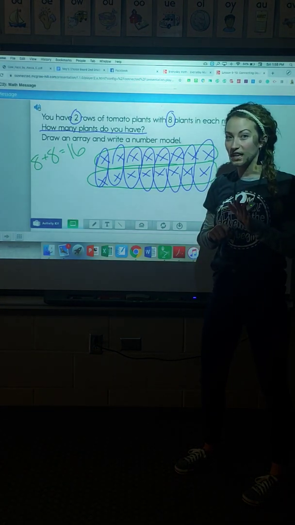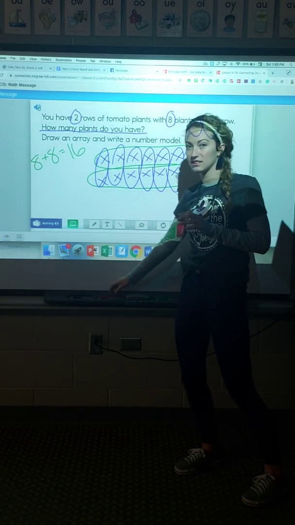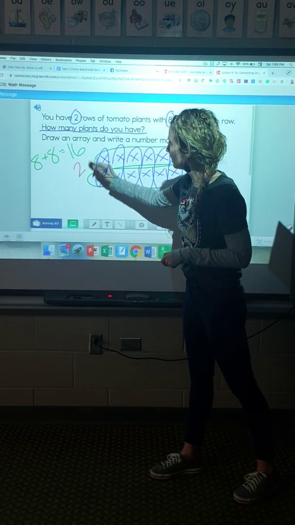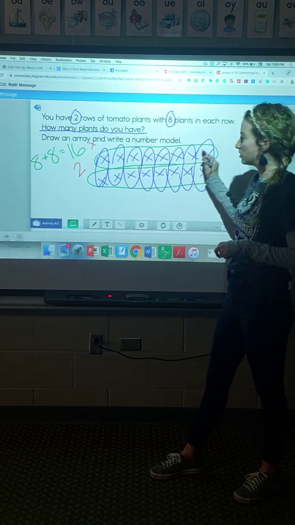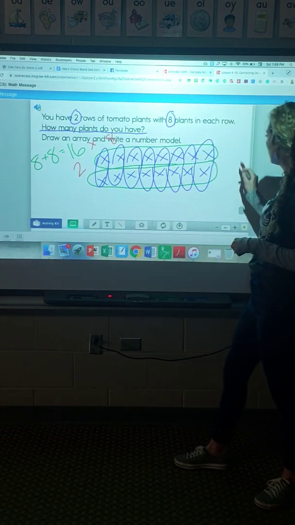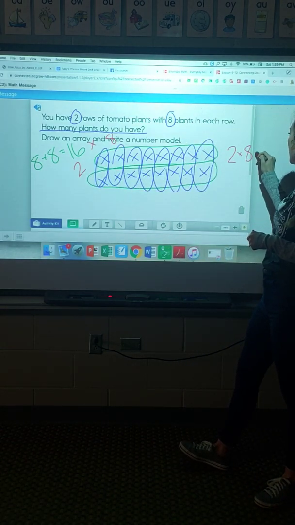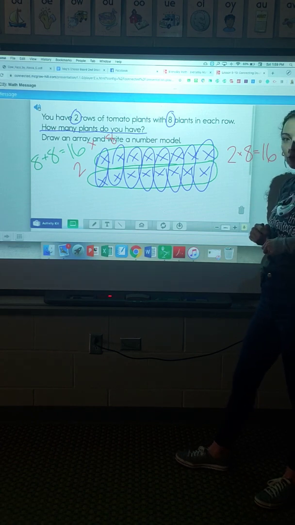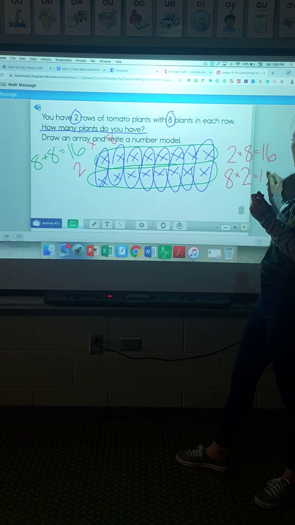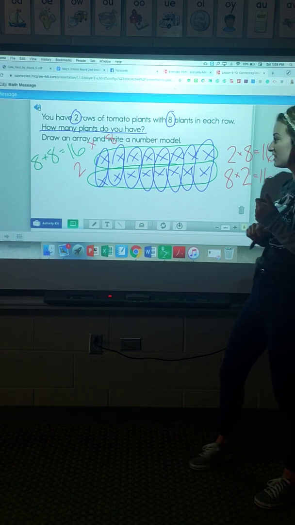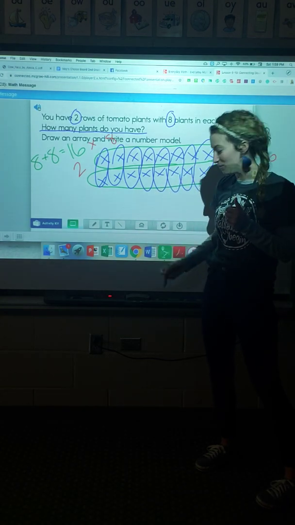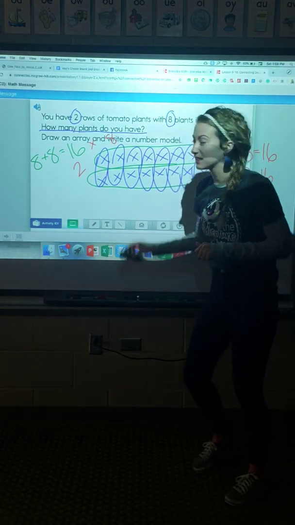Or the multiplication, does anyone remember how to do it? It would be 2, I have 2 rows, times how many are in each row? 8. So 2 times 8. So over here I'm going to write 2 times 8 is 16. And remember, it's a turnaround fact, so 8 times 2 is also 16. So you guys are getting really good at arrays, and now we're adding that multiplication in, which is awesome. It's so exciting. So let's see what's next.